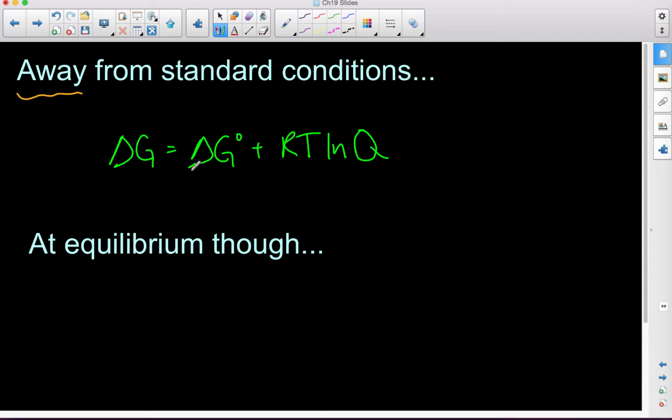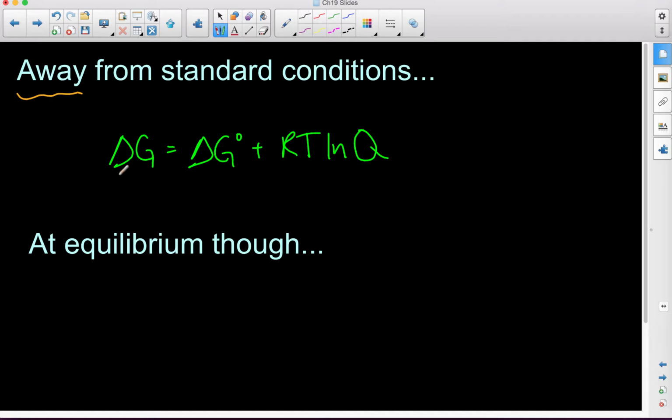So all we're doing here is we're saying this is standard conditions, and then we're adding a correction factor. Standard conditions plus our correction factor gives me my delta G away from standard conditions. So it's like a baseline, we apply a correction, and then we get our actual value.